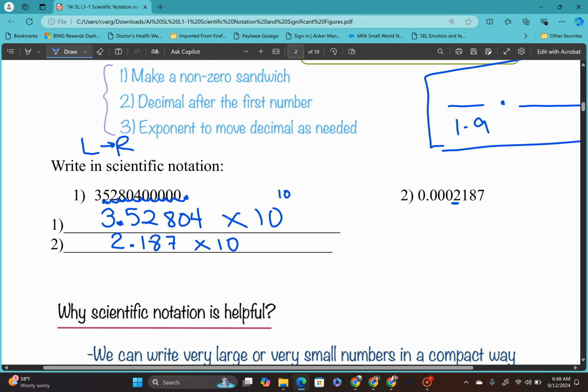And then the decimal now is here. Okay. I want to move it between the 2 and the 1. So I have to go 1, 2, 3, 4. So that's 4 times to the right. So that is going to be -4. Okay. So if I'm moving it to the right, it's going to be a negative number. If I'm moving it to the left, it's going to be a positive number.